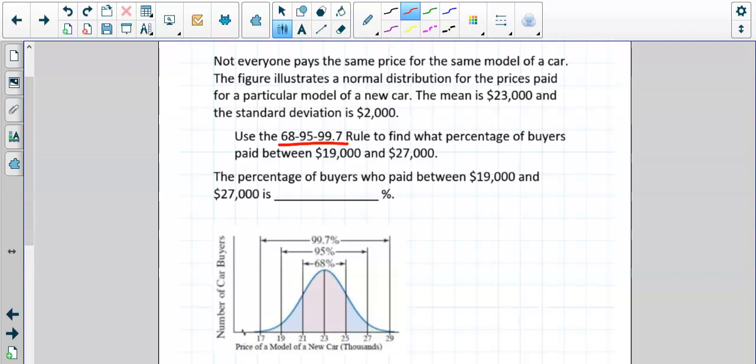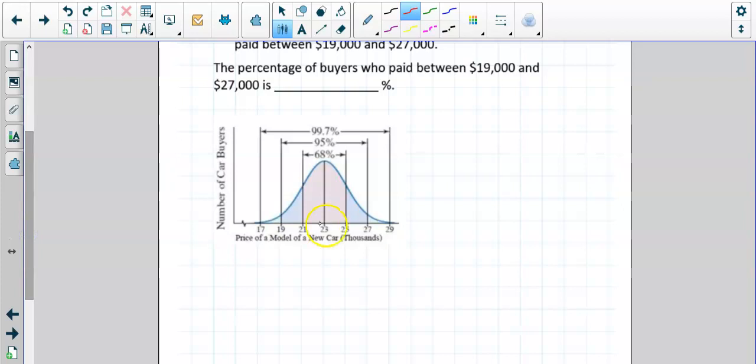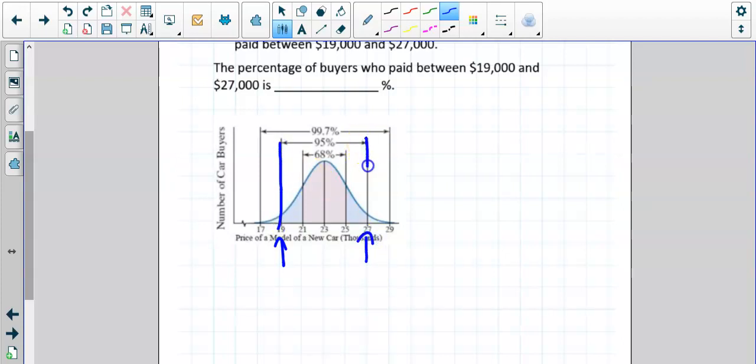So in this one, down here, they show you who's in the middle, so that's the 23,000. Okay? And what we care about is being between 19,000 and 27,000. Well, where's the 19,000? Right there. Where's the 27,000? Right there. If you follow those lines up, you now know what the percentage of those people are. 95%. That's what they wanted.